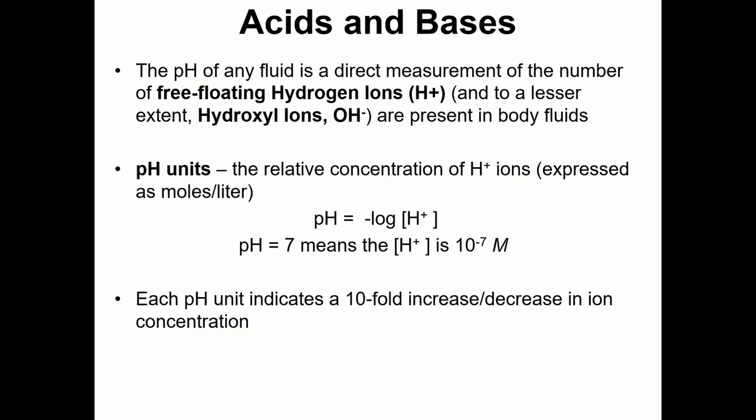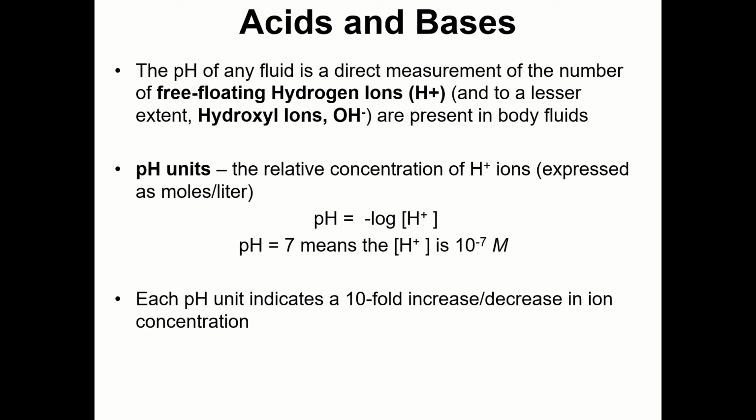Here in video number 3 for basic chemistry, we're looking at how you understand acid, base, and pH as it's associated with the human body. So acids and bases themselves are associated with pH, and the pH of any fluid is a direct measurement of the number of free-floating hydrogen ions and, to an extent, hydroxyl ions.